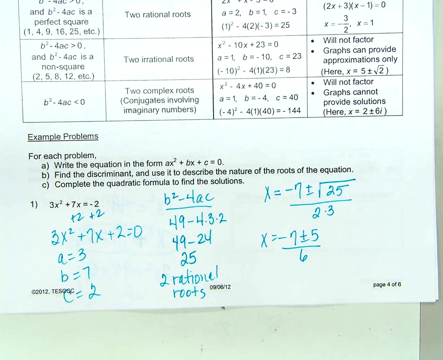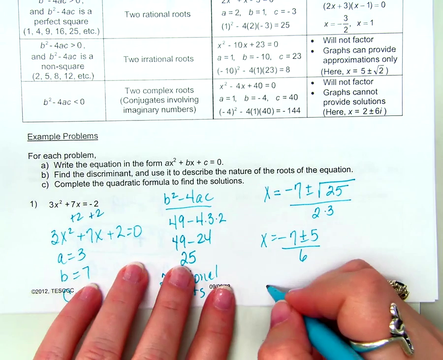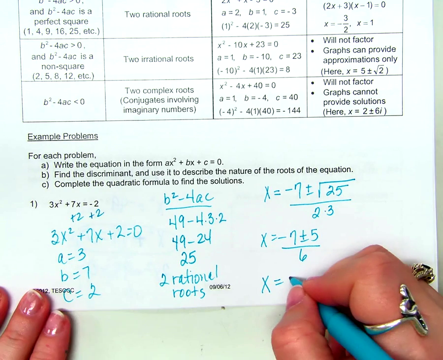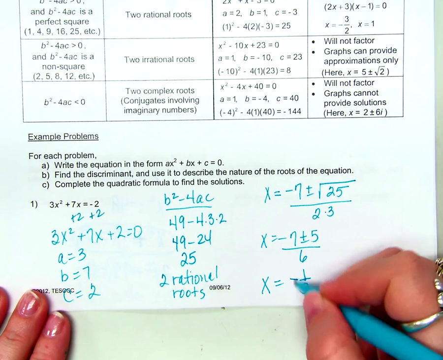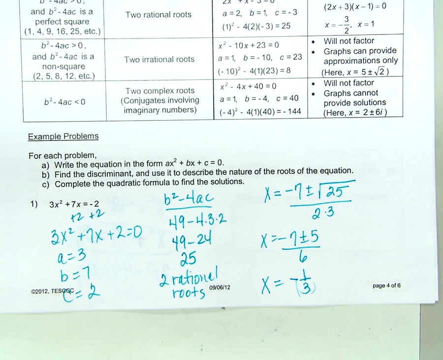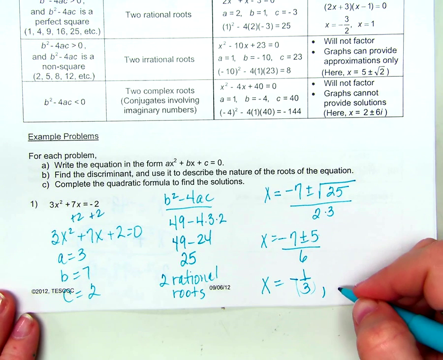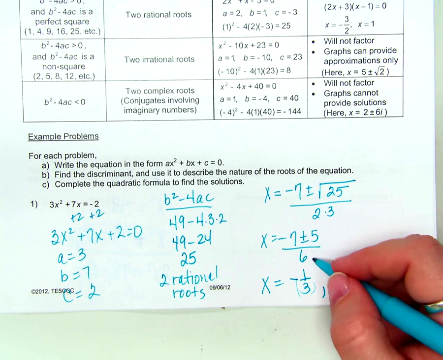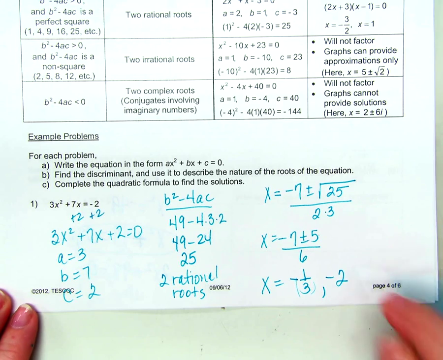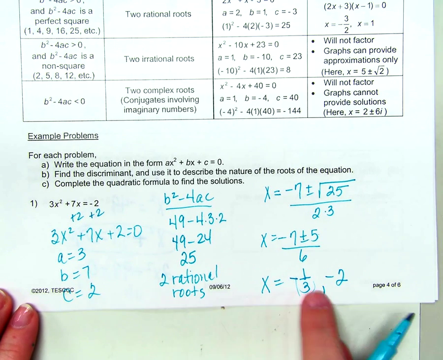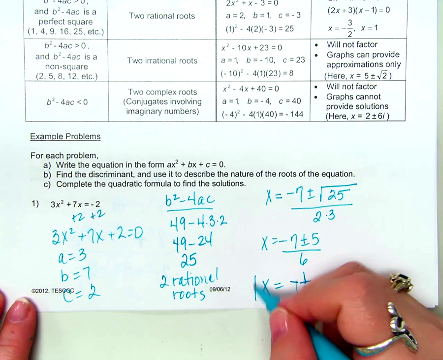Am I done? No. What is negative 7 plus 5? What is negative 2 divided by 6? Negative 1/3, a rational number. What is negative 7 minus 5? Negative 12 divided by 6? Negative 2, another rational number. Oh my goodness, 2 rational roots. I got 2 rational roots, yay!